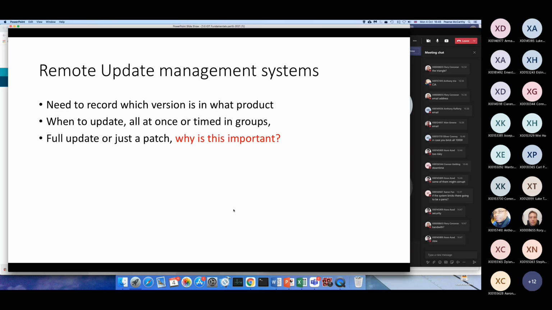The next issue is, okay, I've something that has an issue. I've got to update it. Do I update all the software, the OS on it, or do I just patch? Why is that important?